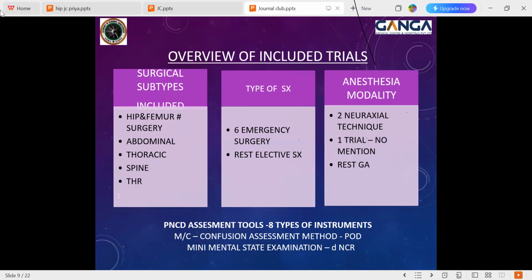Regarding anesthesia modalities, 2 RCTs were looking into neuraxial technique, one trial did not mention any anesthesia modality, and the rest used general anesthesia. The assessment tools most commonly used were the Confusion Assessment Method for POD, and the Mini-Mental State Examination for delayed neurocognitive recovery.